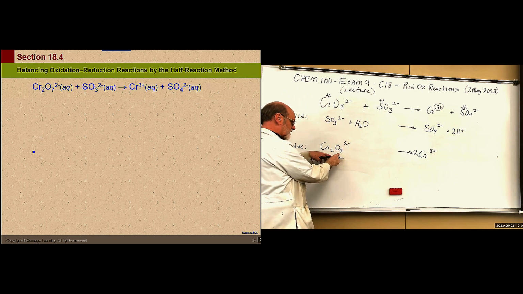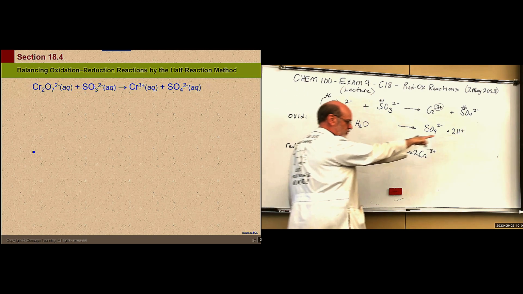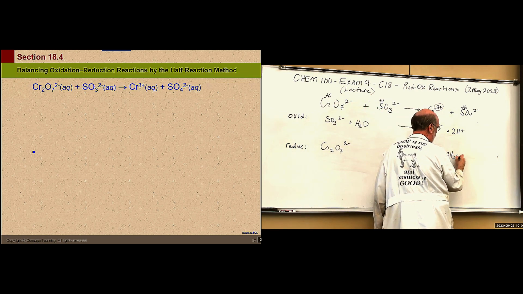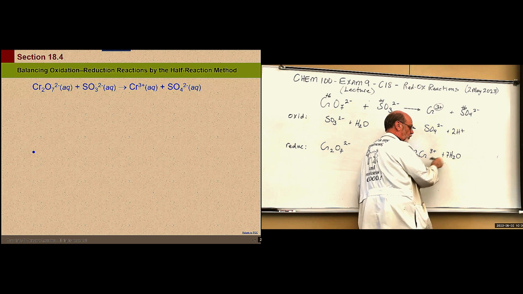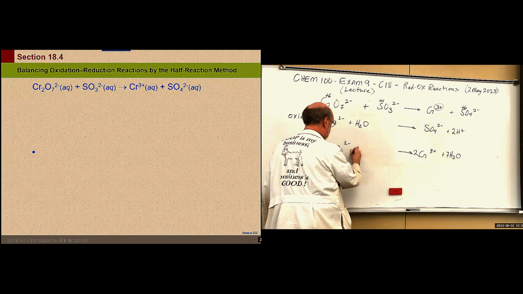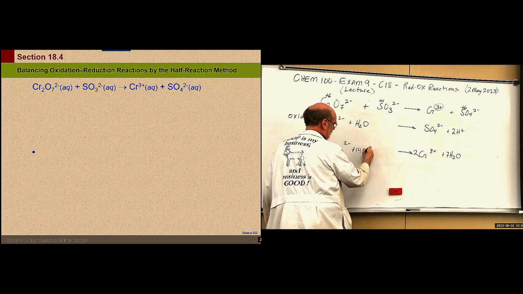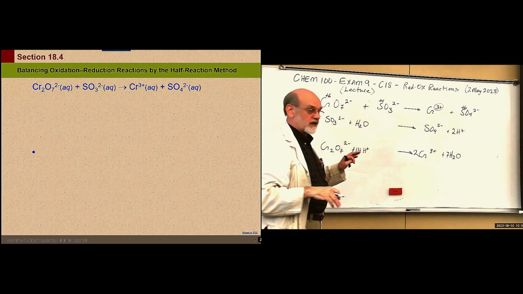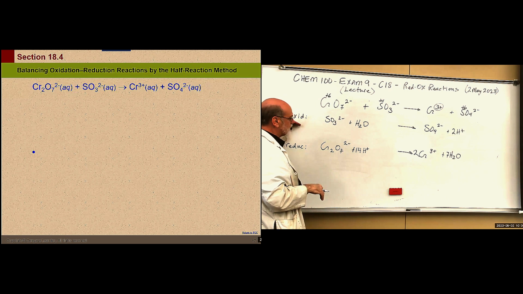Here we have seven oxygens. So we got to put seven oxygens on this side as water. Now we have 14 hydrogens. So now those are balanced. Now we need to do electrons. If this is the oxidation step, where do the electrons go? They have to go on the product side, right?